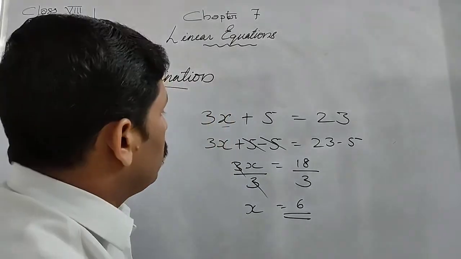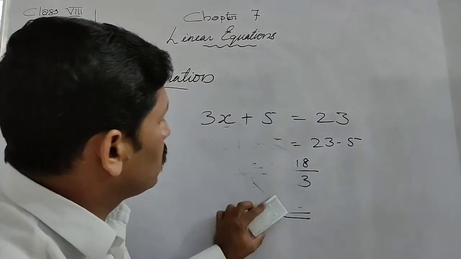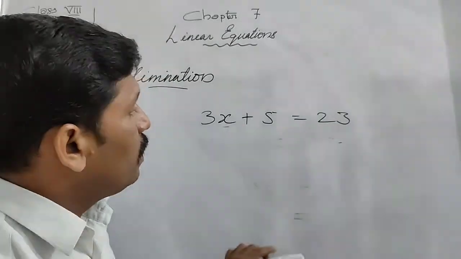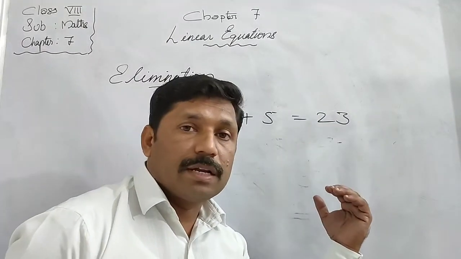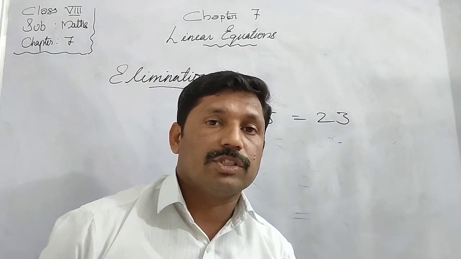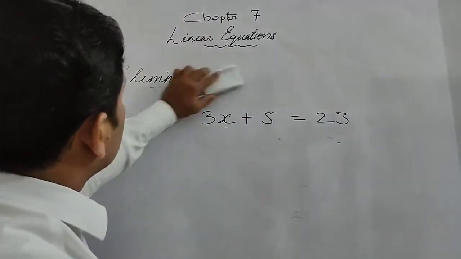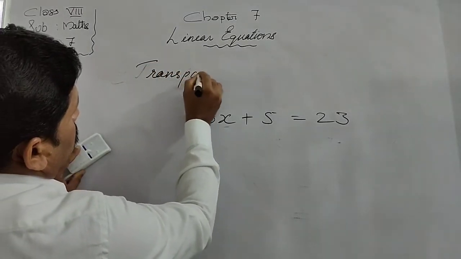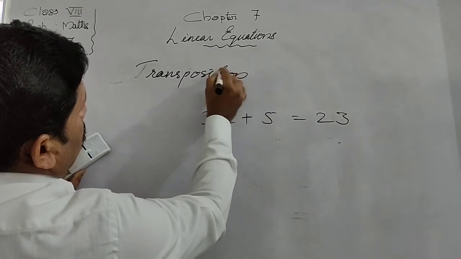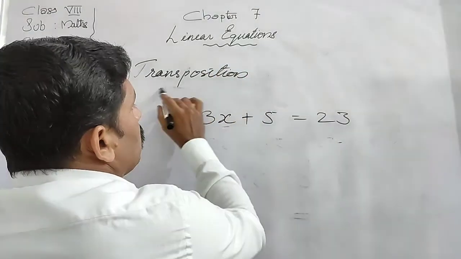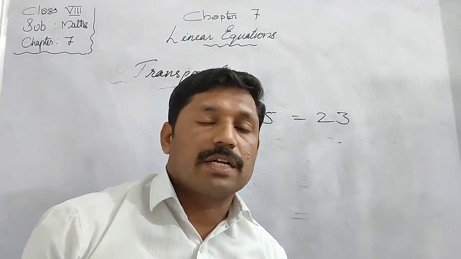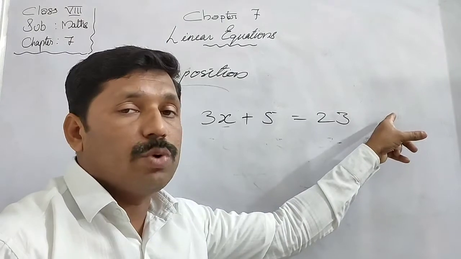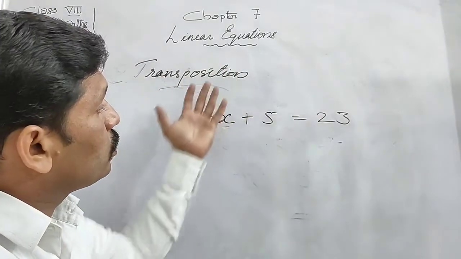So students, here we solved the question using the elimination method. Now the same question I will solve in the systematic or transposition method. The second method is the transposition method. What is transposition? It means changing the position of a number from one side to another side. In the transposition method, we are shifting one number from one side to another side, LHS to RHS or RHS to LHS.